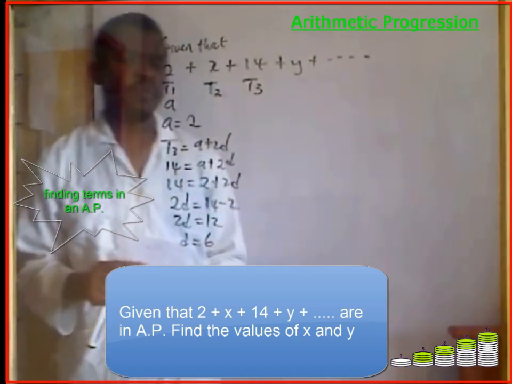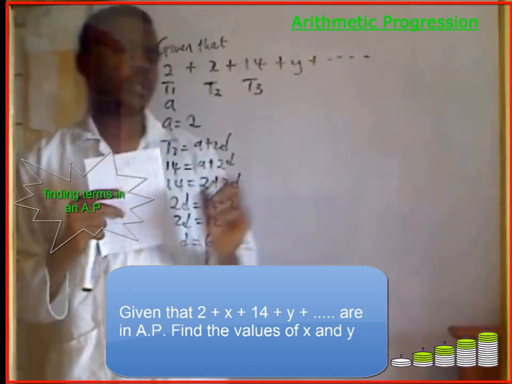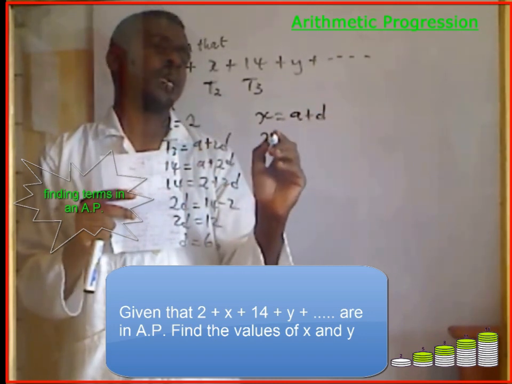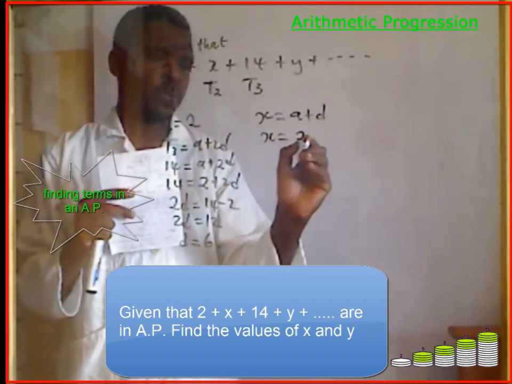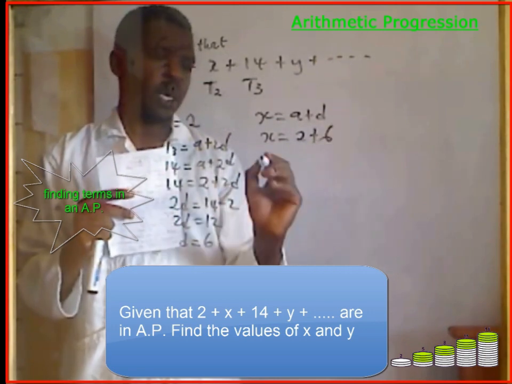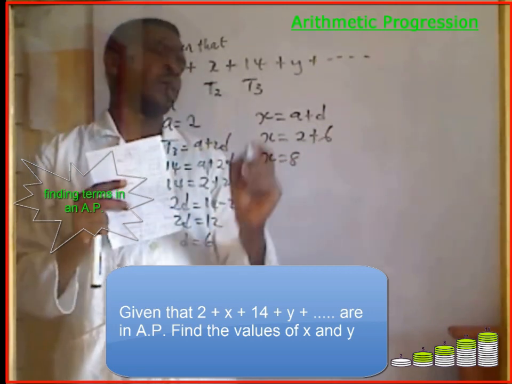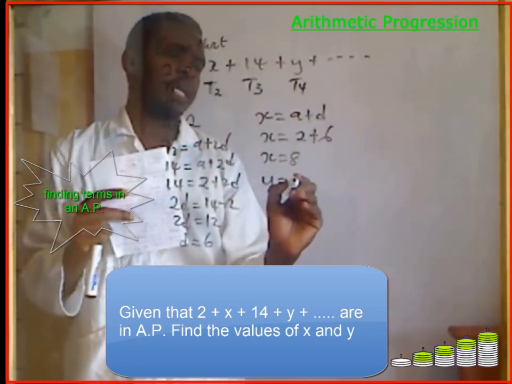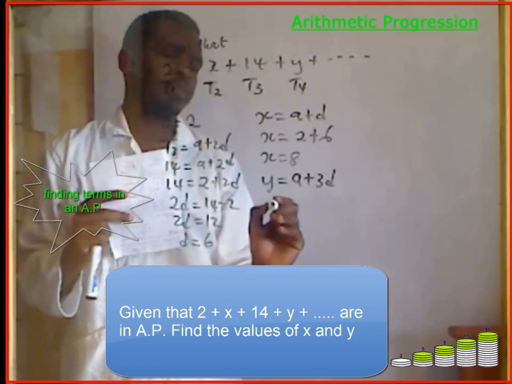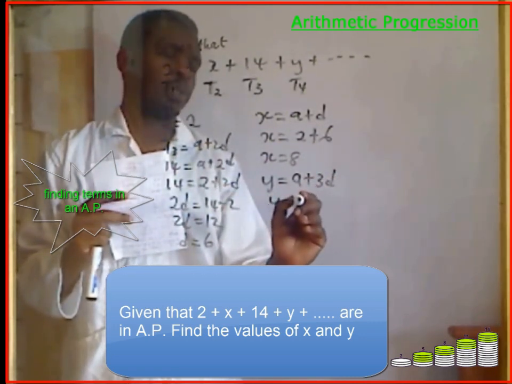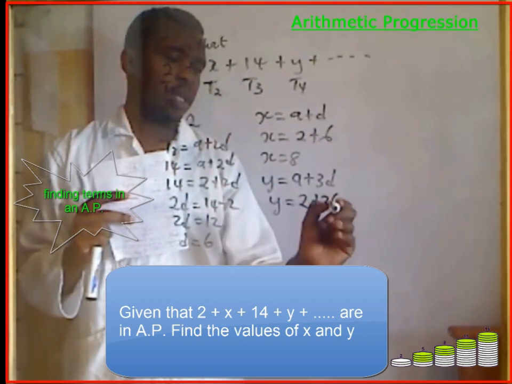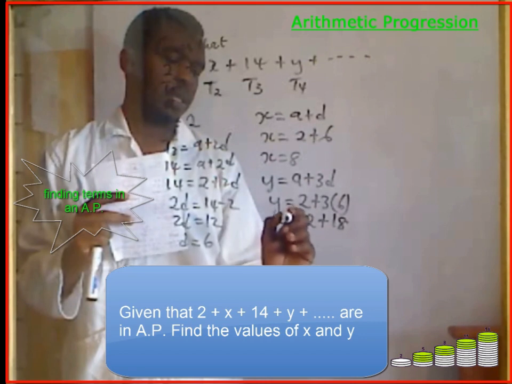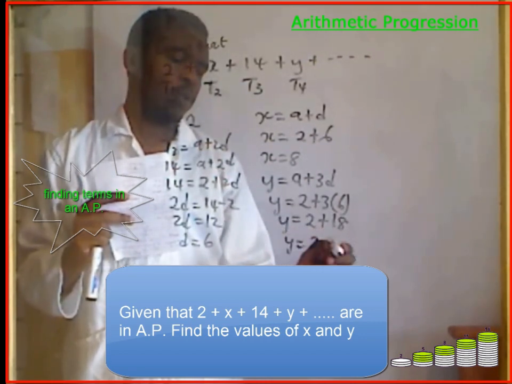Now, how do I get the values of x and y? I know that x is equal to T2, which is A plus D. x is equal to A, which is 2, plus D, 6. x gives us 8. What is y? Y is T4, that is A plus 3D. Y is equal to 2 plus 3 times 6. This is 2 plus 18. Y is equal to 20.